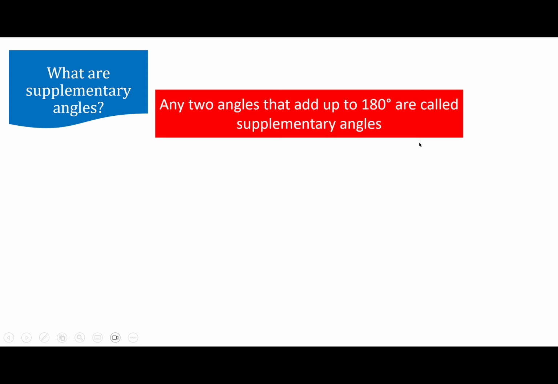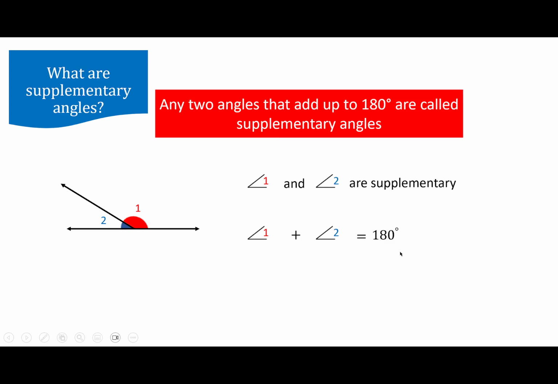What are supplementary angles? Any two angles that add up to 180 degrees are called supplementary angles. So here's 180 degrees, a straight line. 1 and 2 are supplementary angles, and they add up to 180 degrees.